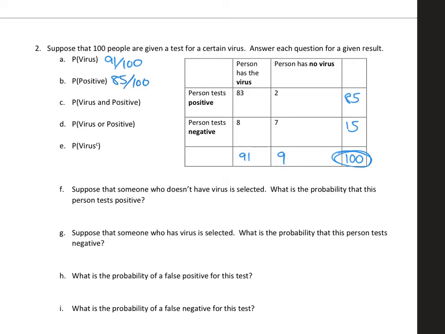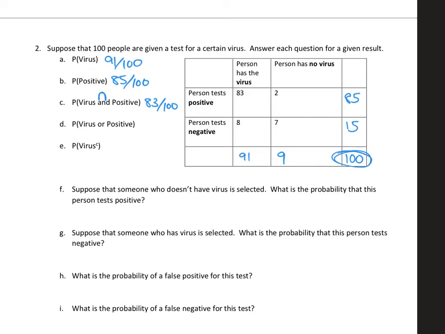Third question, virus and positive. So this is the intersection, and. This is a group of people who have the virus and they also have to test positive. So we're looking specifically at this virus, this positive, where's the intersection? Intersection is the common part. So those 83 people only. So that's 83 over 100.